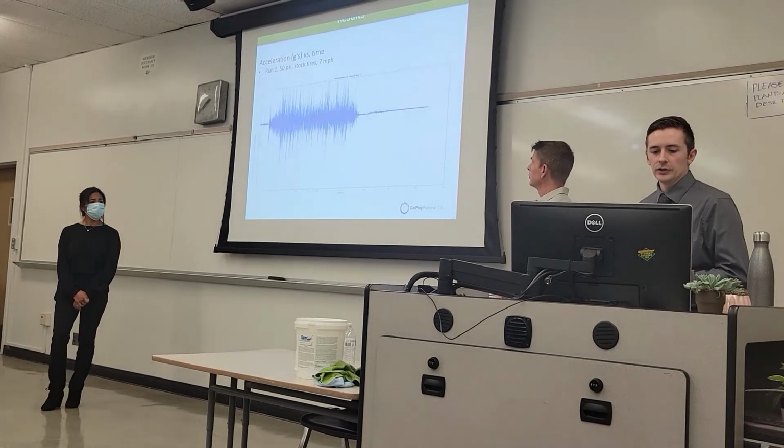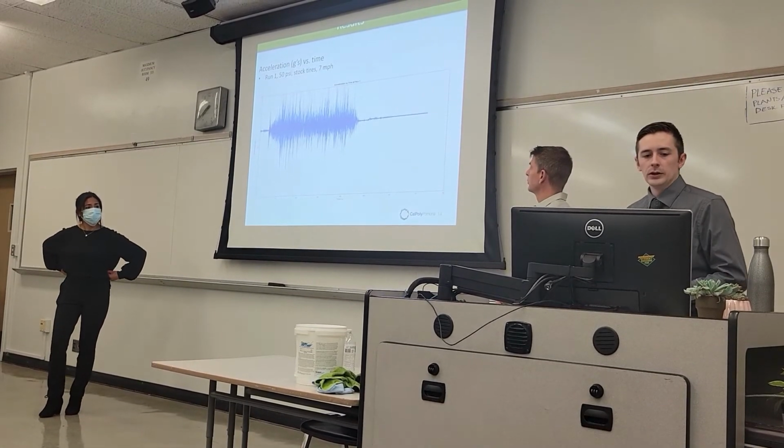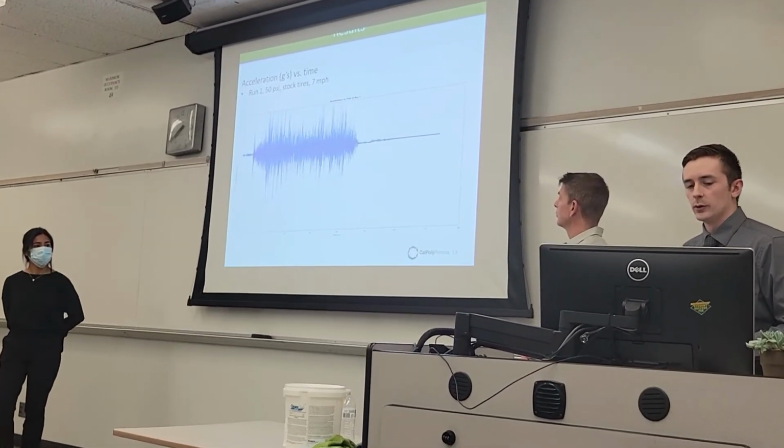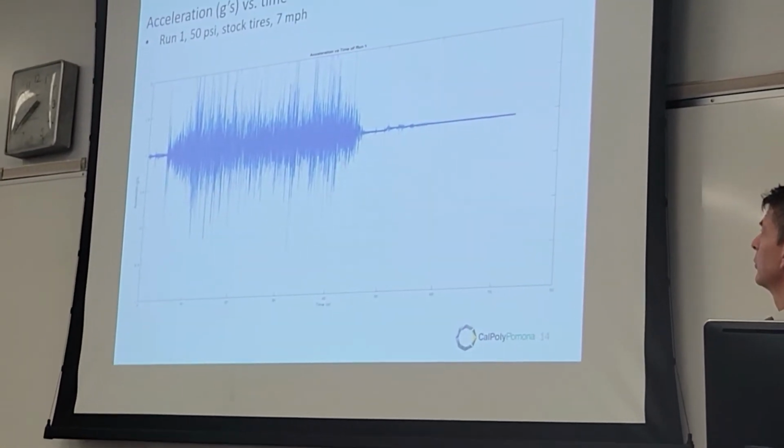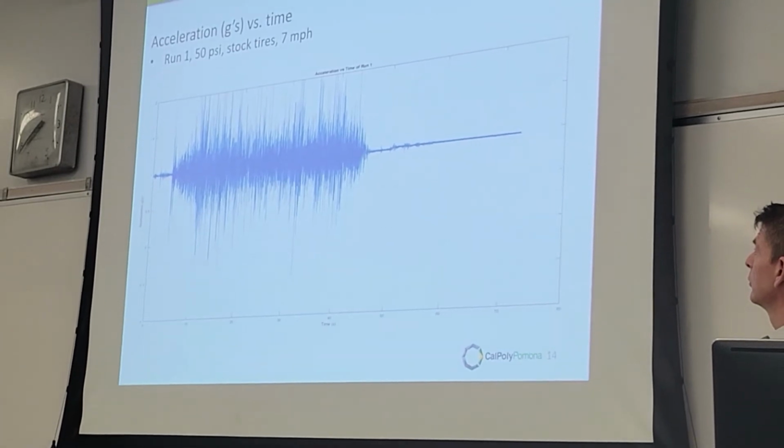So what we're looking at is just acceleration in G's versus time. You can see it's flat at the beginning where the bike isn't moving yet. Then the bike is moving for about 24 seconds. And then it's got more data on the end where it stopped moving and it's just saving.